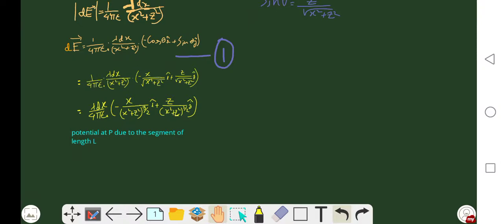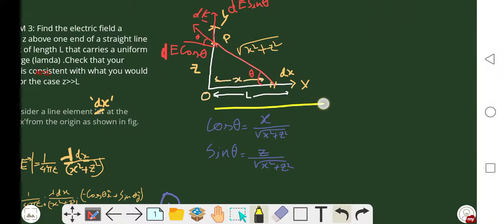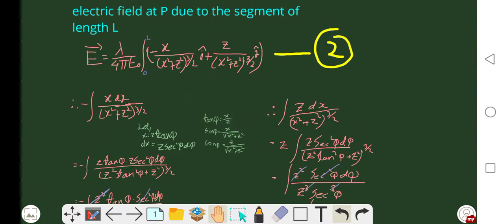So now we will calculate the electric field at P due to the segment of length L. For this whole length we will calculate the electric field at the point P. So E equals lambda by 4 pi epsilon naught, integral 0 to L, of minus x by (x square plus z square) to the power 3 by 2 i cap plus z by (x square plus z square) to the power 3 by 2 j cap.